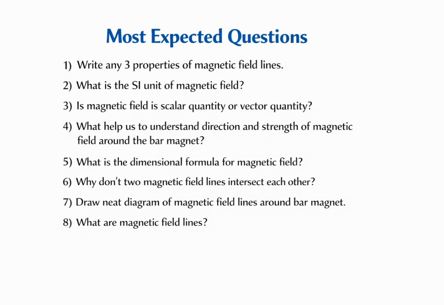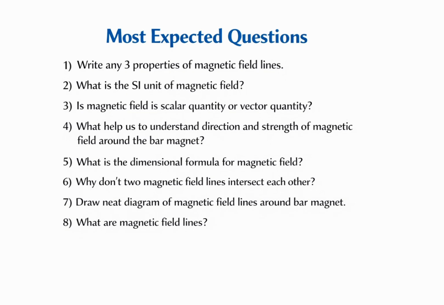First point, magnetic field lines are closed loops. Second one, magnetic field lines never intersect each other. Third point you can write, outside the bar magnet, magnetic field lines emerge from north pole to south pole. Inside the magnet, they move from south pole to north pole.